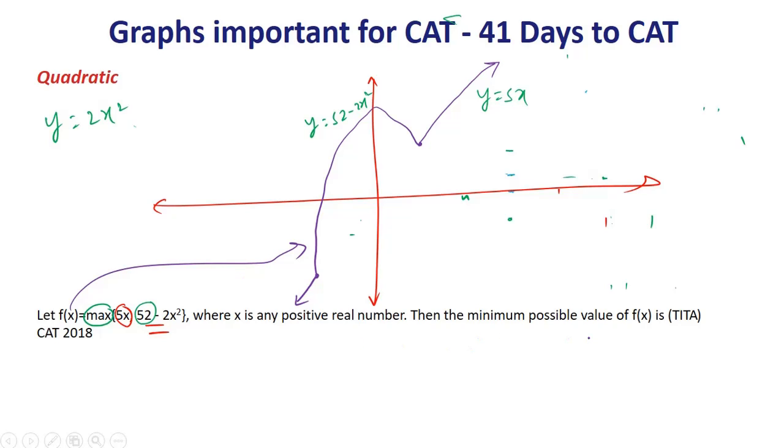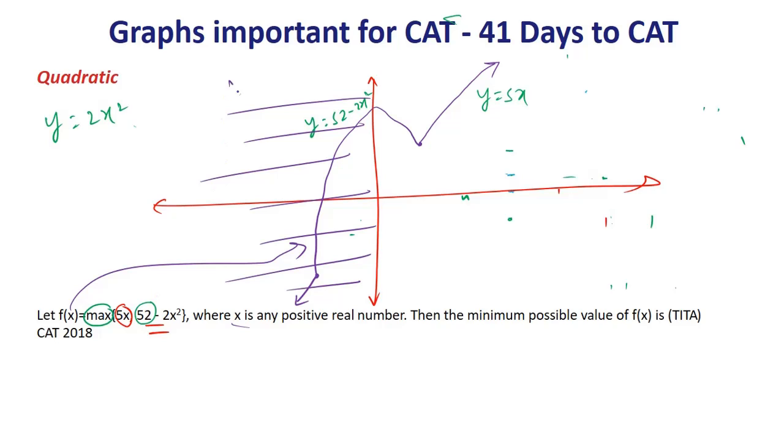Now, what is the minimum possible value of f(x)? x is any positive real number, so I don't need to care about the negative side of x. This is crossed. All I need to care about is the positive side, and I need to find the minimum possible value. I am obviously getting it here. And how do I get it? This is basically the intersection of quadratic and linear. Whenever you have to find the intersection of two graphs, just equate them.